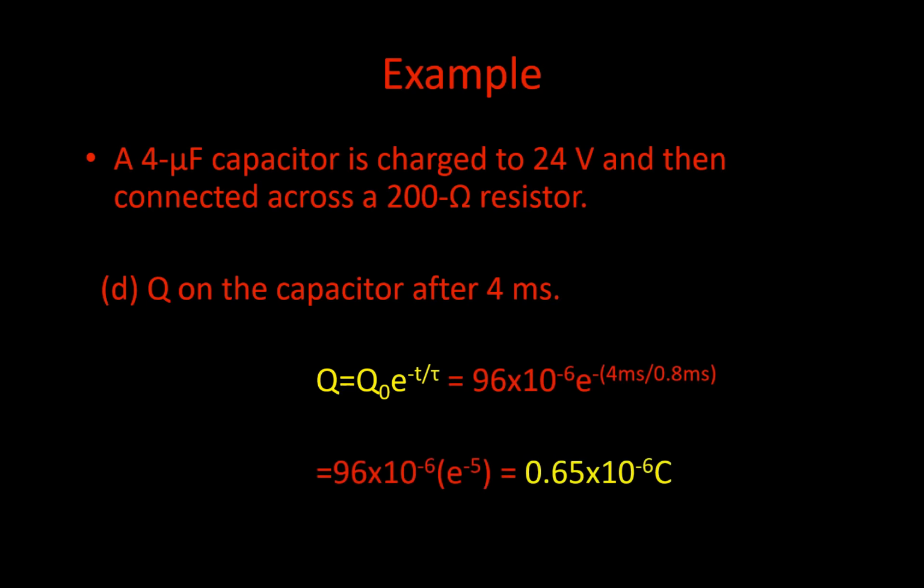If we do that, we will get 0.65 times 10 to the minus 6 coulombs. So 0.65 microcoulombs will remain on this particular capacitor after 4 milliseconds, or 4 times 10 to the minus 3 seconds, when it started out with 96 times 10 to the negative 6 coulombs. You could, of course, figure out how many electrons this was by dividing by 1.6 times 10 to the negative 19 if you wished.